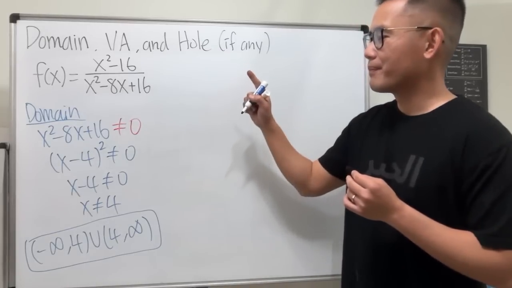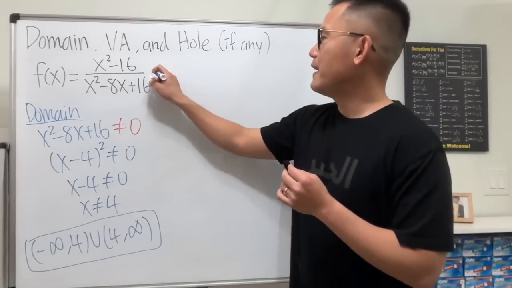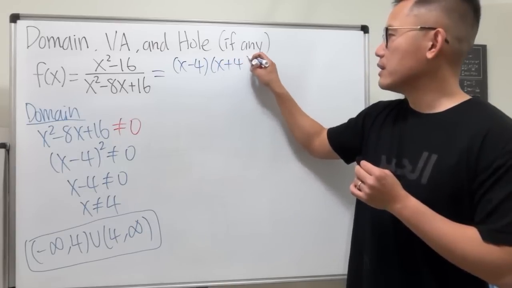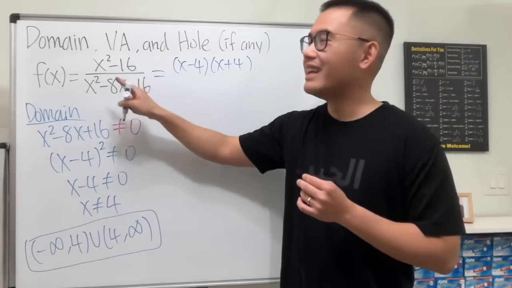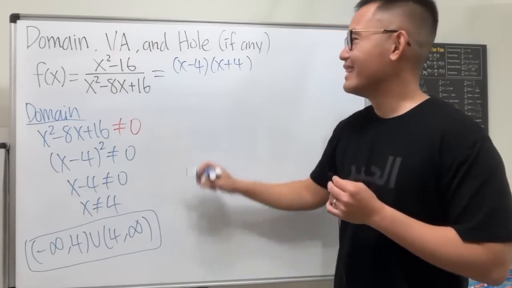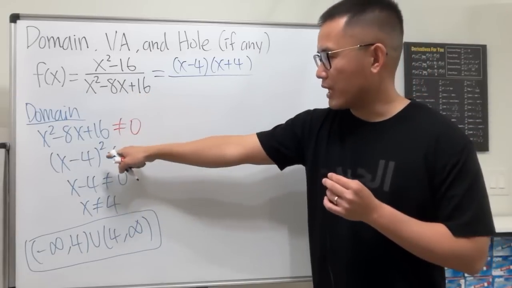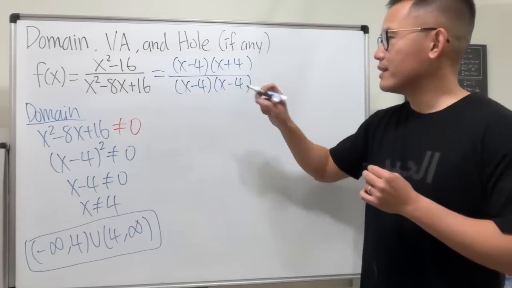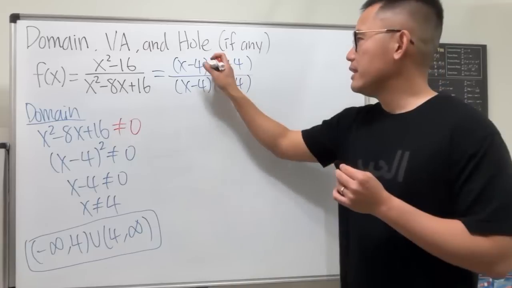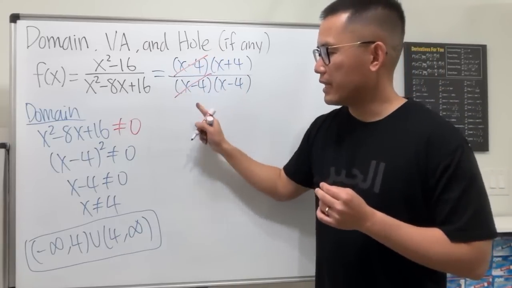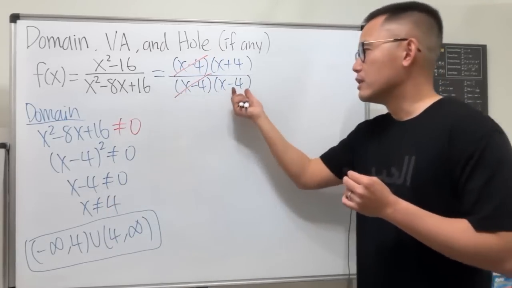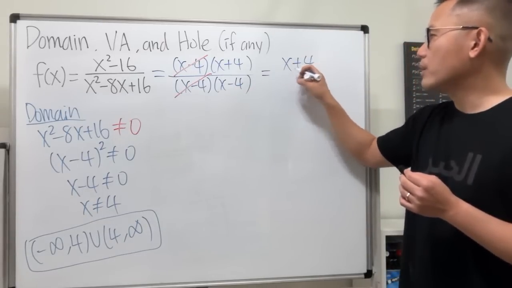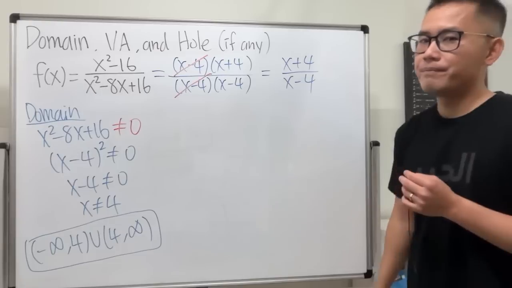Now, which one is that, right? Let's see. Factor out the top, we get x minus 4 times x plus 4, because that's a difference of two squares, x squared minus 4 squared. And then on the bottom, I'm going to write it down twice. x minus 4 times another x minus 4. This time, yes, x minus 4, they cancel, but we still see the x minus 4 on the bottom. So this right here, x plus 4 over x minus 4.